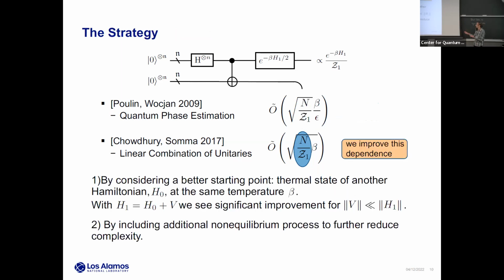So in this work, we improve upon this complexity by doing two things. One, we are considering a better starting point. The maximally entangled state, as I said, doesn't know anything about the target Hamiltonian H1. So instead, we are going to start with the purification of the thermal state of some nearby Hamiltonian H0. Whenever H0 and H1 are close, we will see significant improvements in complexity. And the second aspect will be to use a non-equilibrium process to further reduce this complexity, which I will get to.